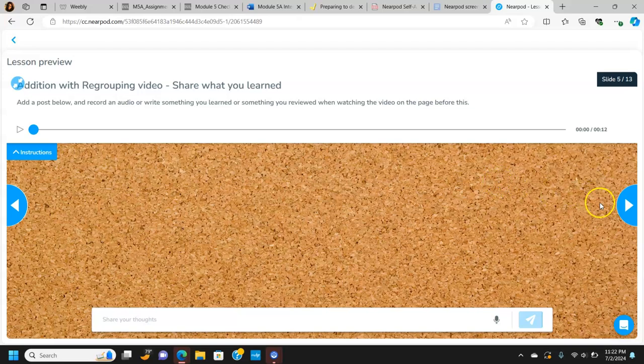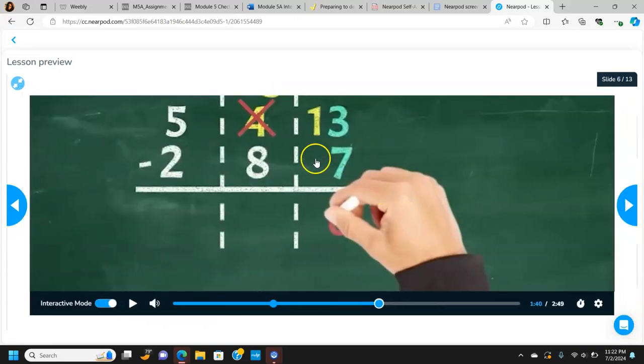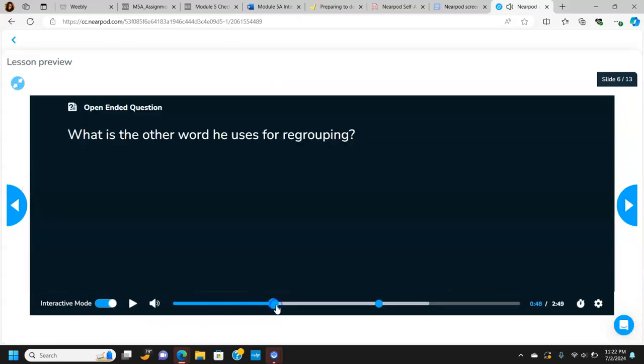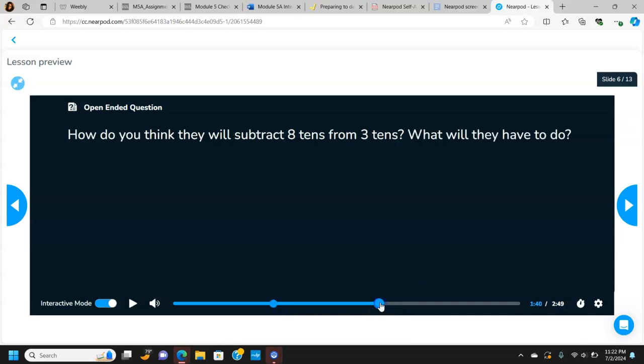And here is the collaborative board. Here we have the second video, and we have the first question, which is what is the other word he uses for regrouping? And the second question, which is how do you think they will subtract 8 tens from 3 tens? What will they have to do? And the students should complete the video.